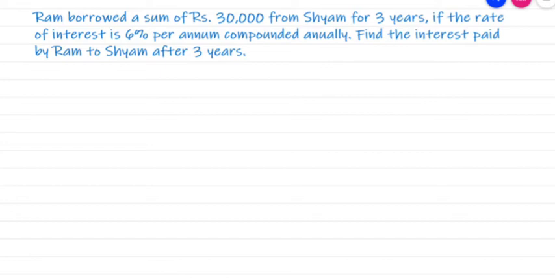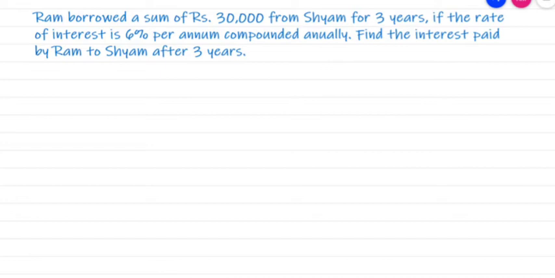Children, now look here. The sum is very simple and very easy to understand also. Principal amount is given, 30,000. Time is given, 3 years. Rate of interest is 6% and it is compounded annually, and we have to find the compound interest.